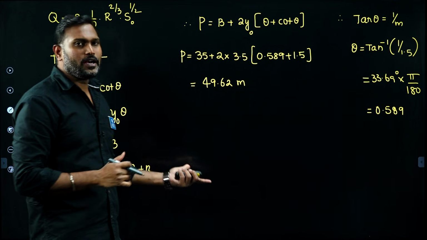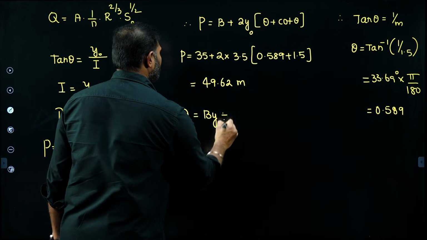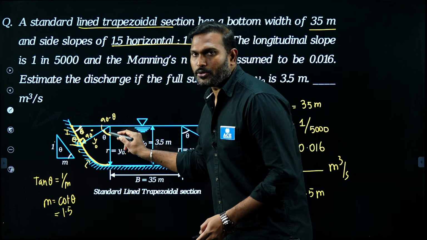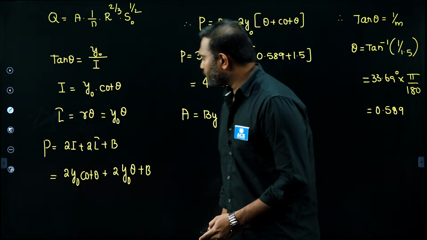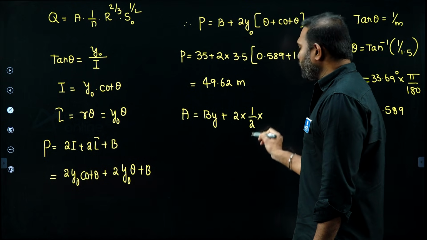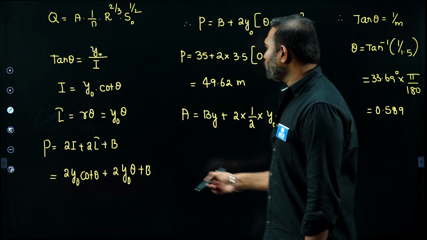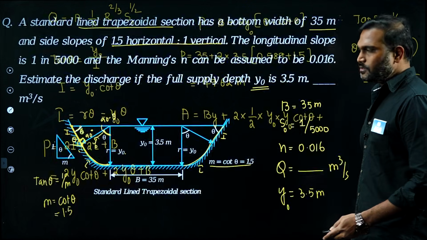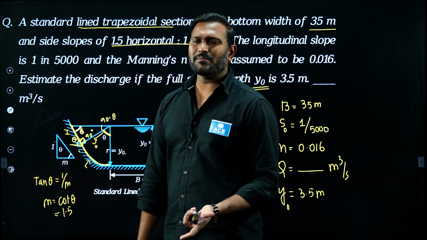Now similarly find out the area. What is the area? Rectangular area b Y0 plus the triangle area. What is the triangle area? Half into base into height. Half into base. What is the base now? Y0 into I. So 2 times the triangle, half into base. If I take the base as Y0, what is the I value? Y0 into cot theta. Y0 cot theta, plus the sector is there. So this is nothing but theta, right?